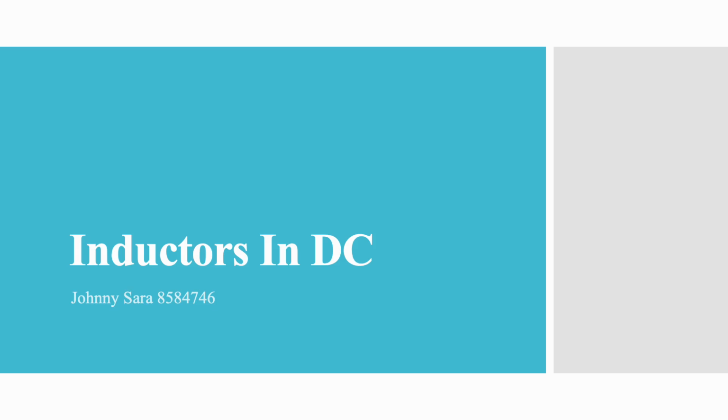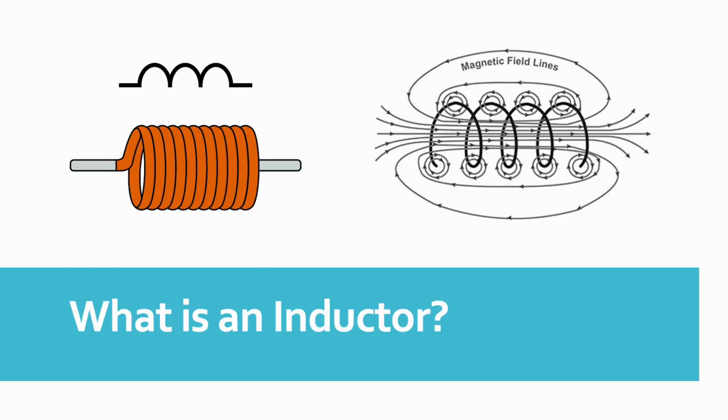Inductors as a component in a DC circuit. An inductor is an electrical component that stores energy in a magnetic field when electrical current flows through it. Inductors are typically composed of a coil of conducting wire wrapped around a core, typically made of ferromagnetic material. However, some inductors consist of air cores.